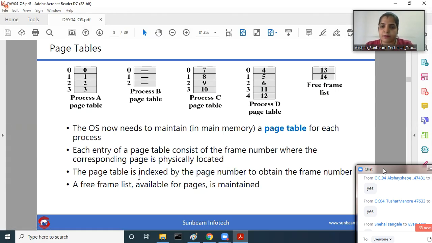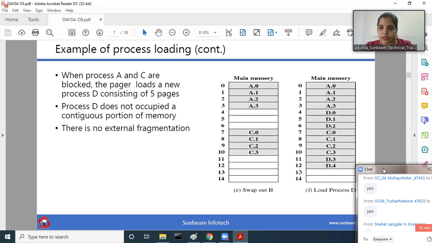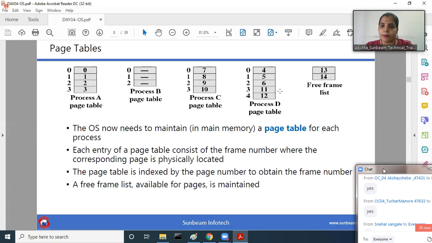A free frame list is available. Now in this particular main memory, the 13th and 14th frames are both free and available, so the operating system maintains a free frame list for me. If it is maintaining a free frame list, when a new process comes, the operating system checks: if that process needs 3 page frames, will I be able to load it? No, it has to wait. If a new process comes that requires 1 frame, then definitely your OS will load it. Have you understood how the paging technique works?